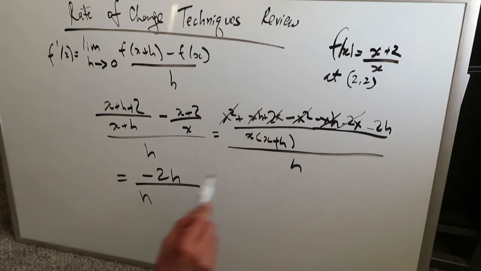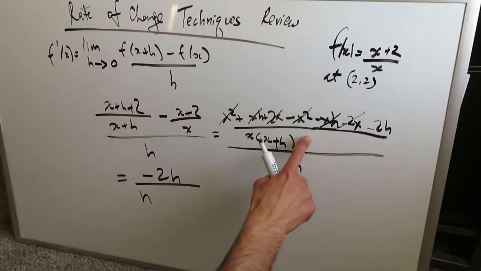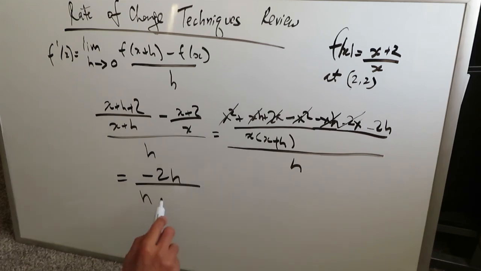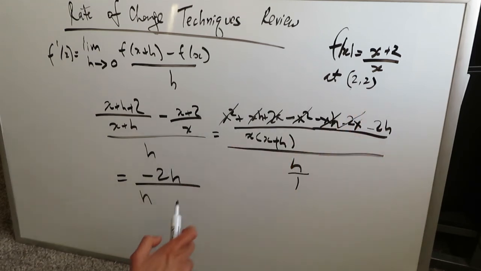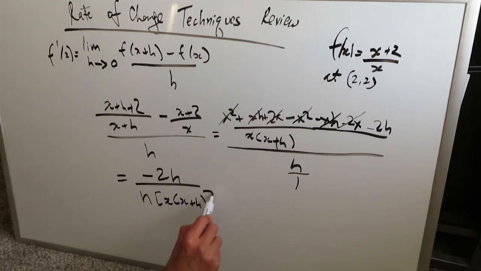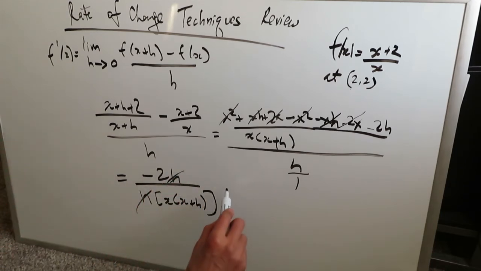On the bottom I'm left with this h, which via a reciprocal will come into part of this denominator. Remember, this is an h over 1. You can flip it around and marry it with this. You'll get h times x plus h. Now look what happens over here. You can cancel out the h's because you can just simply cross them out.